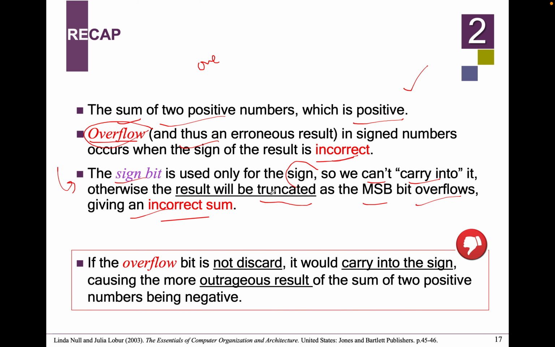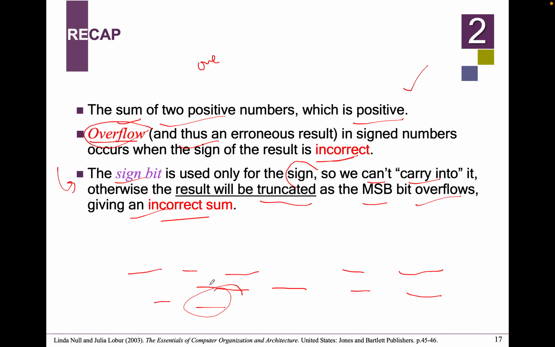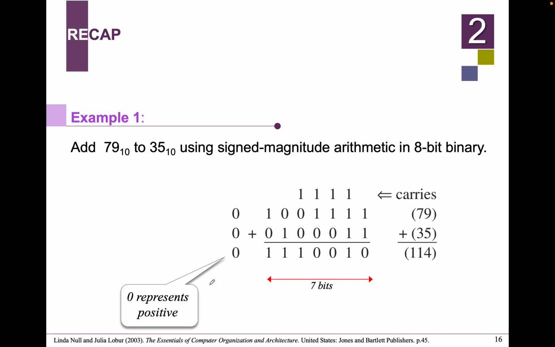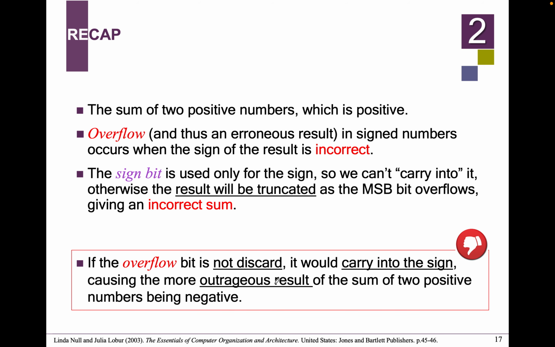So let's take a look. If the overflow bit is not discharged, it will carry into the sign, causing the more austere result of the sum of two positive numbers being negative, because you get 1 in front. If, let's say, 1 plus 1, you will get 0 and carry 1, so your total will be 1. That's why this is represented as 1, equal to negative. So it is an error, or you can also call it overflow.